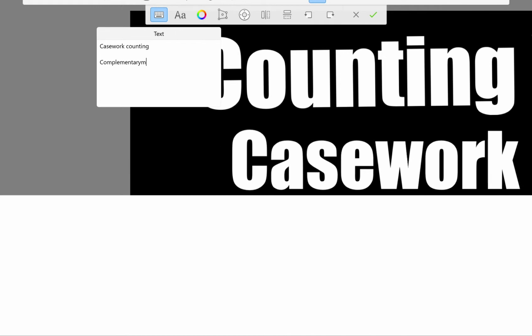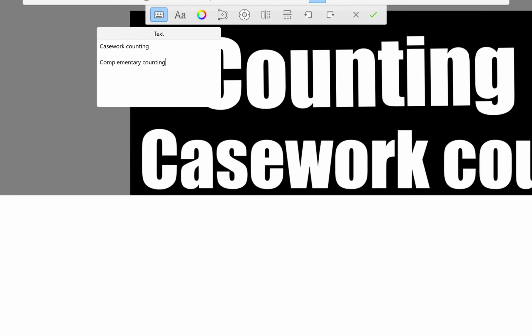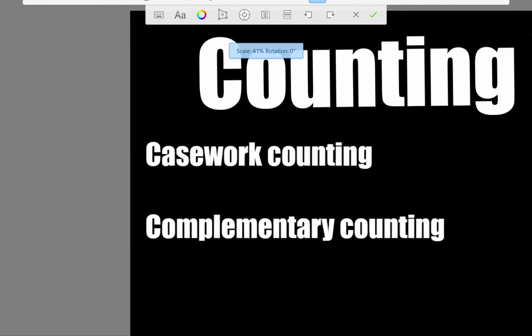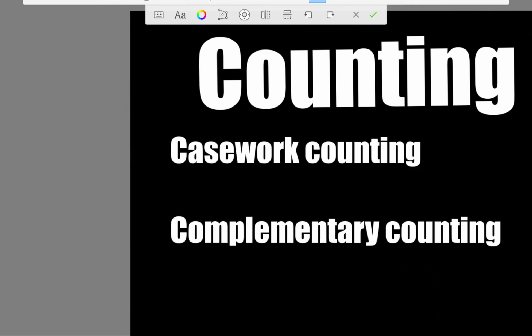Wow. Oh my god, okay. There. Oh my god. Okay. Counting. Hopefully that worked. Yes. Okay. Alright, so let's shrink this down. Casework counting and complementary counting.